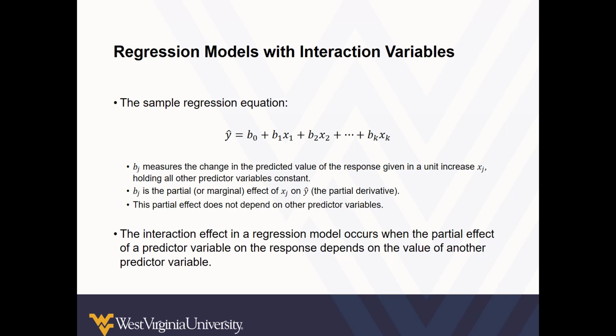Basically, the interaction effect in a regression model happens when the partial effect of a predictor variable on the response depends on the value of another predictor variable. And in these scenarios, we have to be careful because it does introduce an element of multicollinearity into a model.